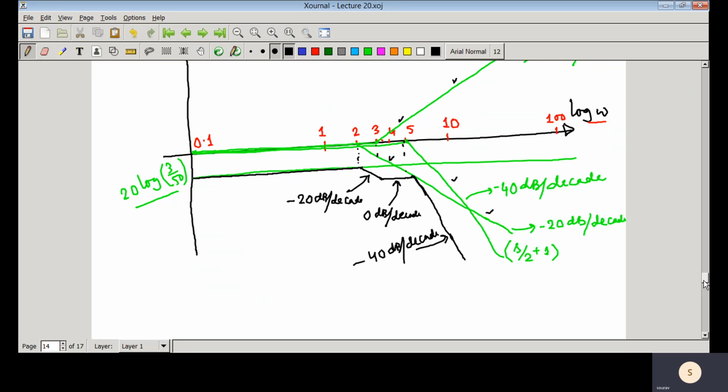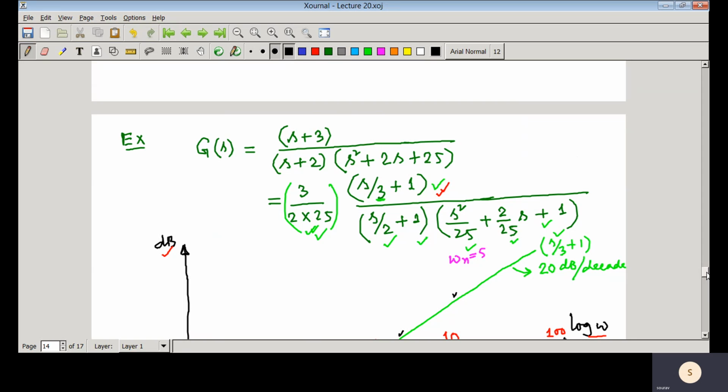Now one thing we can see is what zeta is. Here we have s square plus twice zeta omega n s plus omega n square. So twice zeta omega n equal to 2, and what would be that zeta? So zeta equal to 1 by omega n, and you can see that omega n equal to 5, so that means it is coming 0.2.